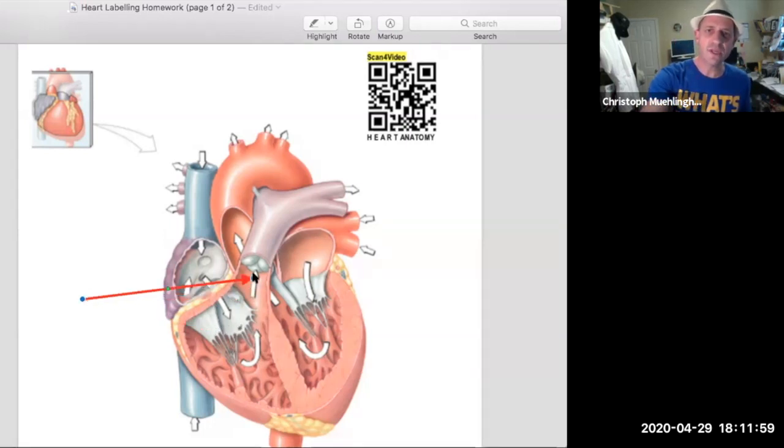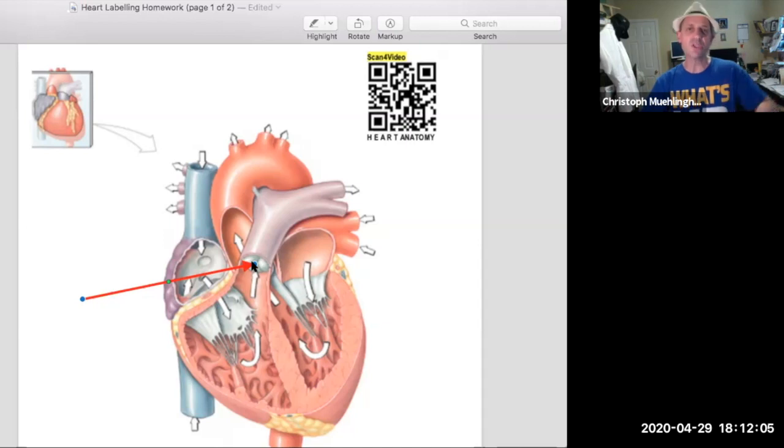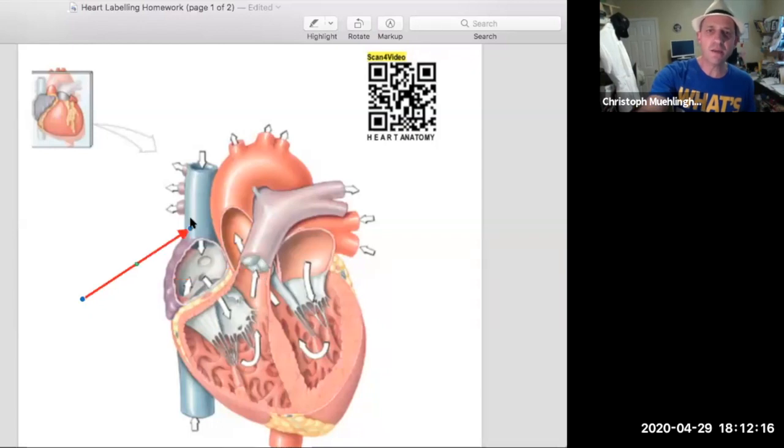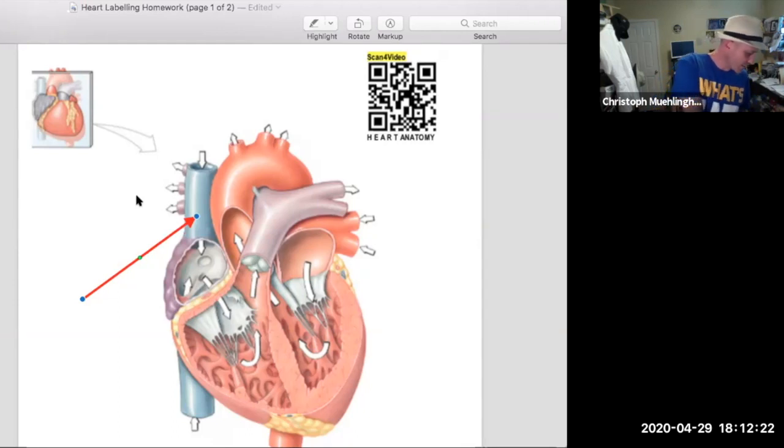Number 8 is the other set of valves. What are those called? And if you write it down, you're doing yourself a service to help memorize it better. So write it on a piece of paper. And then number 9, what is this vessel called that the arrow is pointing to? That's number 9. All right, and that's it. Ready to solve?